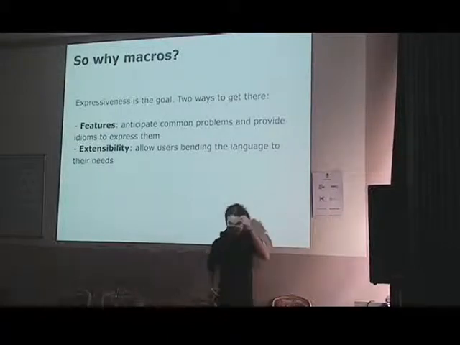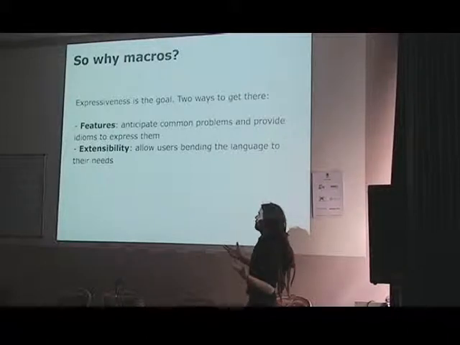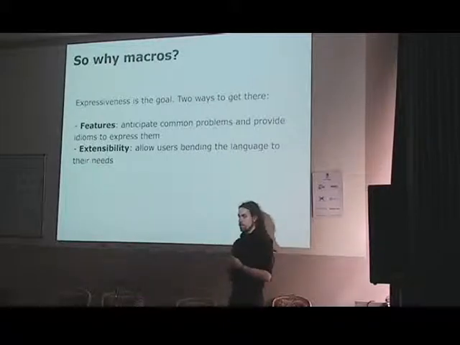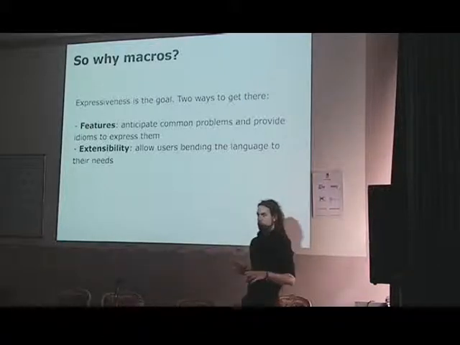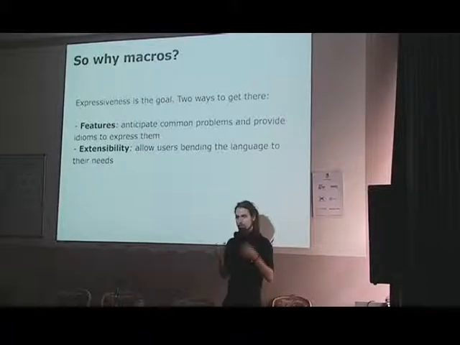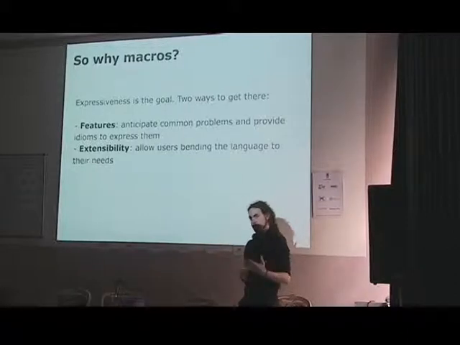So the question is, why do we actually want macros? And the answer is we want expressiveness in the end. We want to write very little code. We want to have a high signal-to-noise ratio. We don't want to write Java, basically. We want to really just, for a single thought, have one single line of code and not 10 and not boilerplate and anything like that. And there's two ways to go about this.